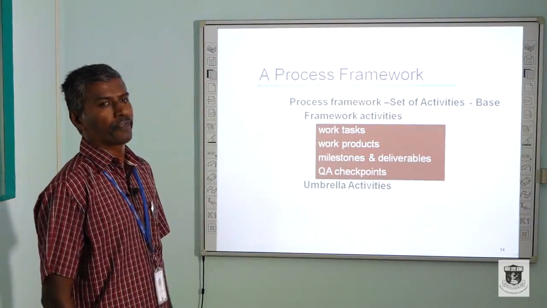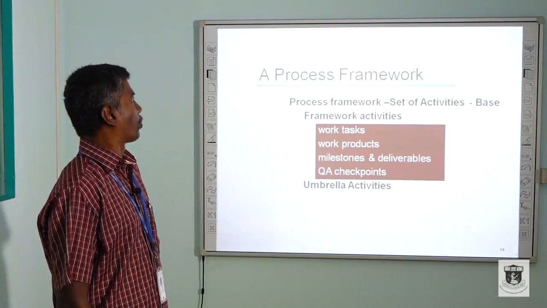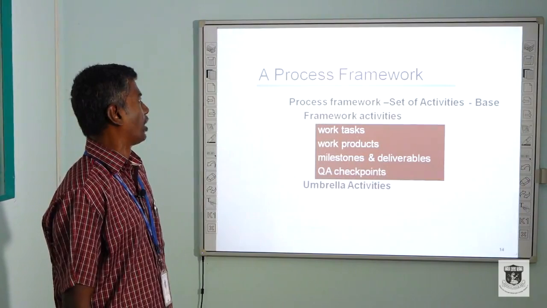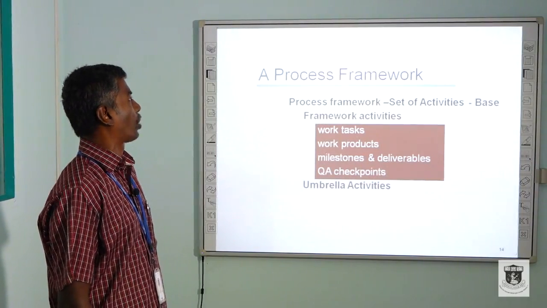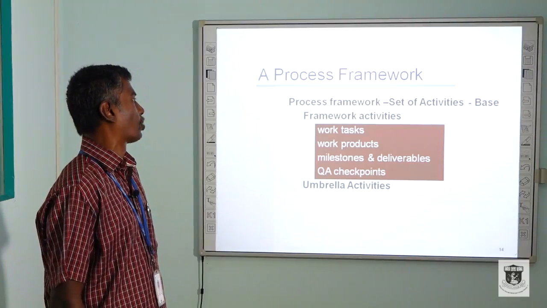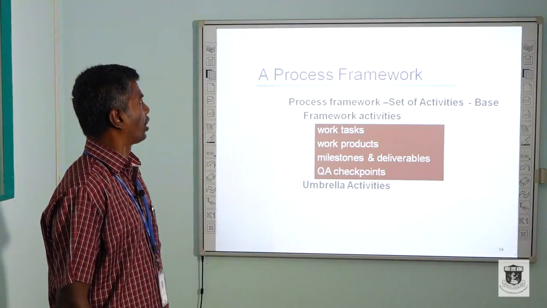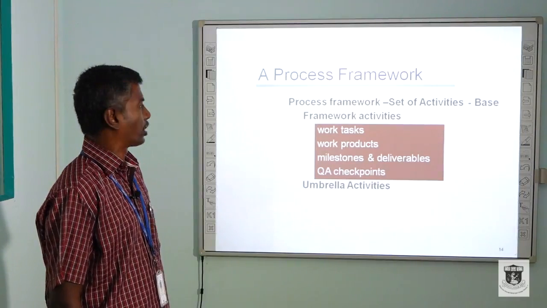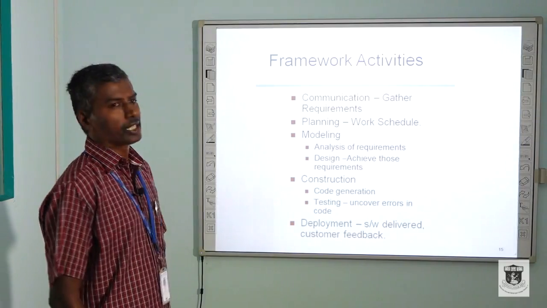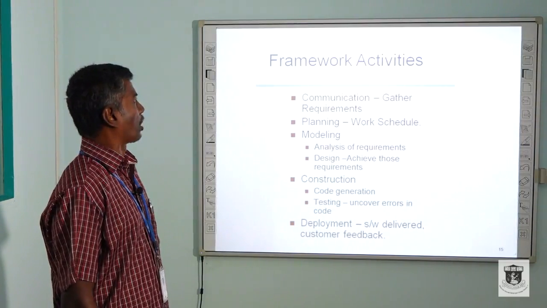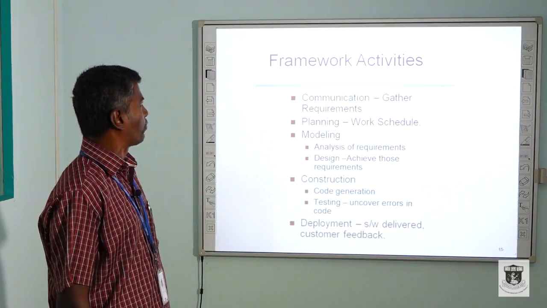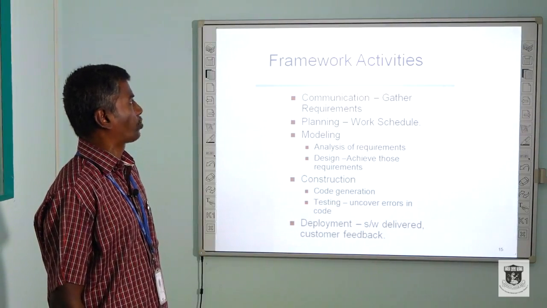This is a process framework of software engineering. A process framework is nothing but a set of activities that form the framework activities, for example work tasks, work products, milestones and deliverables, and QA checkpoints. And another part of the process framework is called umbrella activities. Here we are discussing the framework activities: communication, planning, modeling, construction and deployment. This all comes under the framework activities. First one, communication.